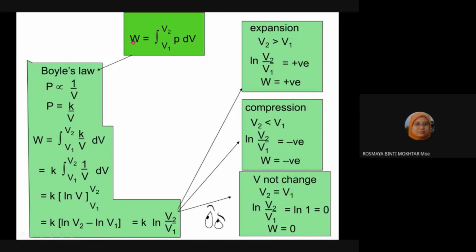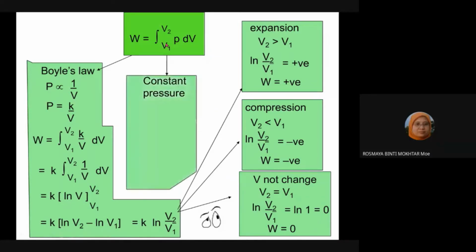So this is for Boyle's Law. Next, what happens for constant pressure? Another case. The first case was done for Boyle's Law. The second case is constant pressure. For constant pressure, we start with this equation. P is constant, so we can bring P to the front, just like in Boyle's Law where K is constant, so we bring it to the front. Leaving nothing here, which means 1.